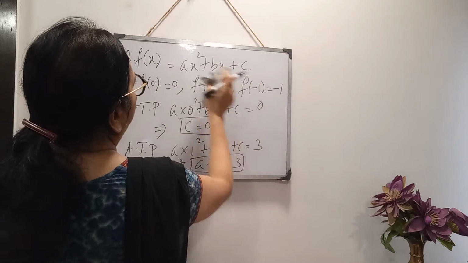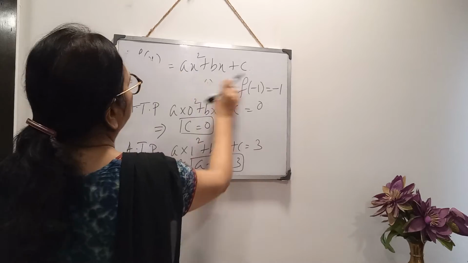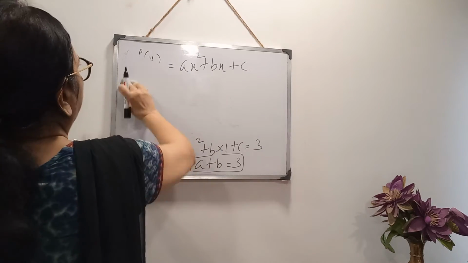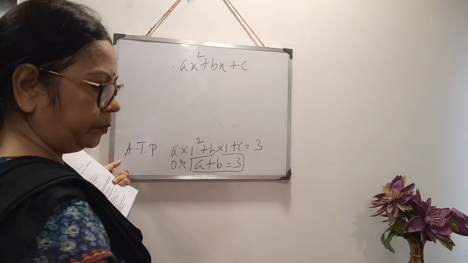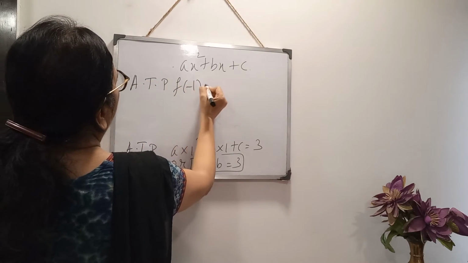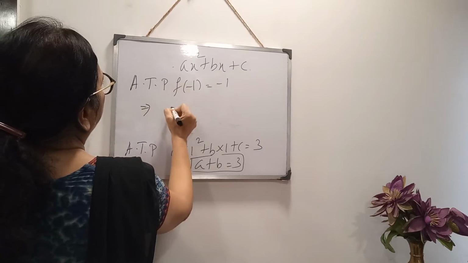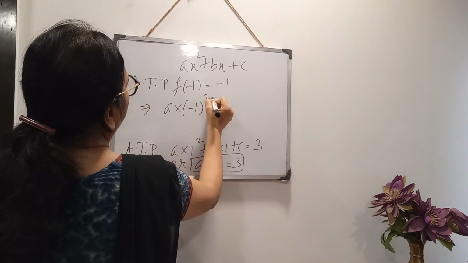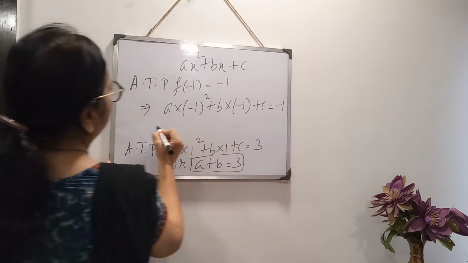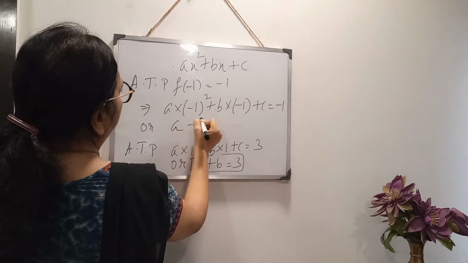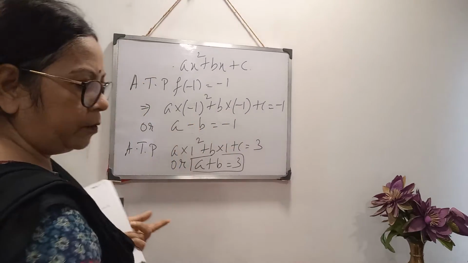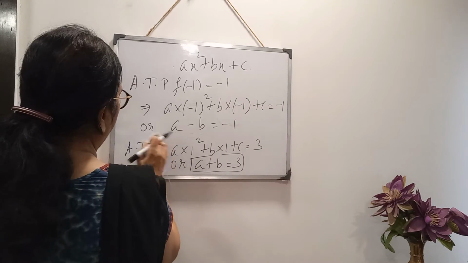And then I will apply f(-1) equals to -1. Okay. Then f(-1) equals to -1 given. So f(-1) means a into (-1) whole square plus b into -1 plus c equals to -1. Or a minus b plus c, so already we have got c is 0, equals to -1. So from these two we have to find out the values of a and b.